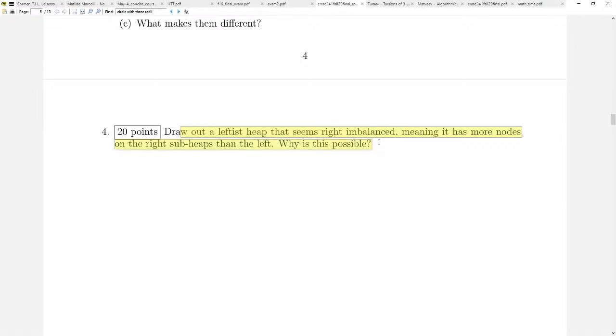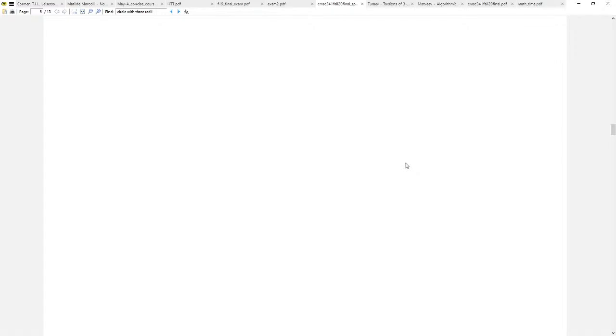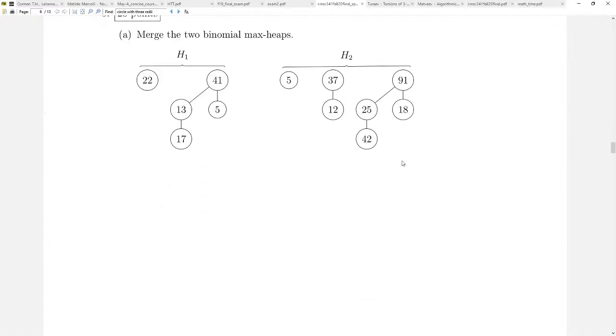So draw a leftist heap that seems right imbalanced, meaning it has more nodes on the right than the left, and the question is, why is it possible? And the answer is, of course, null path lengths. But you have to explain that a little more. You have to tell me what you mean by null path length, right? Null path length is the minimum of the 2 null path lengths of the children plus 1. So not maximum like height, but minimum. So it's the minimum distance to a null pointer. And that's what it has everything to do with, because that's the main property.